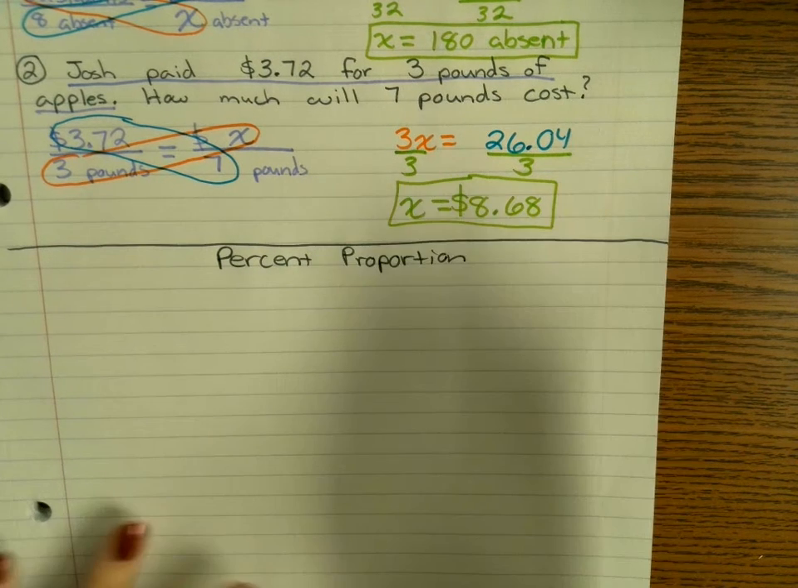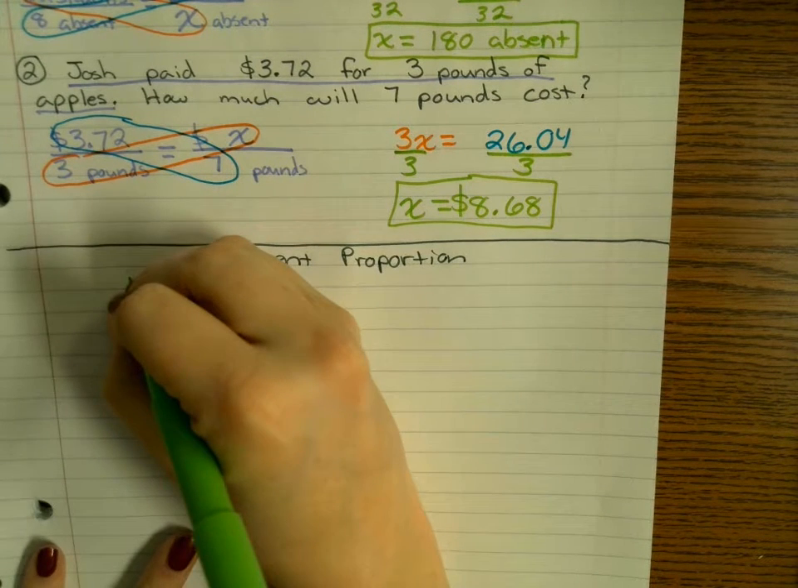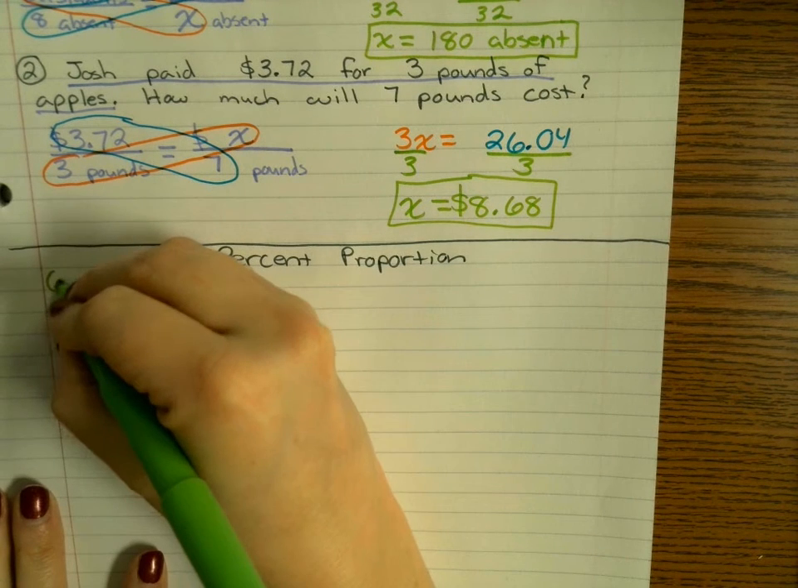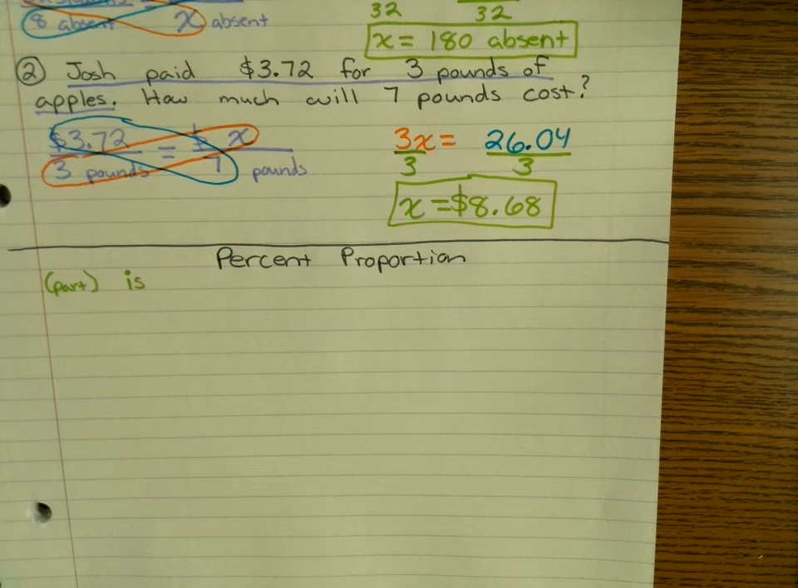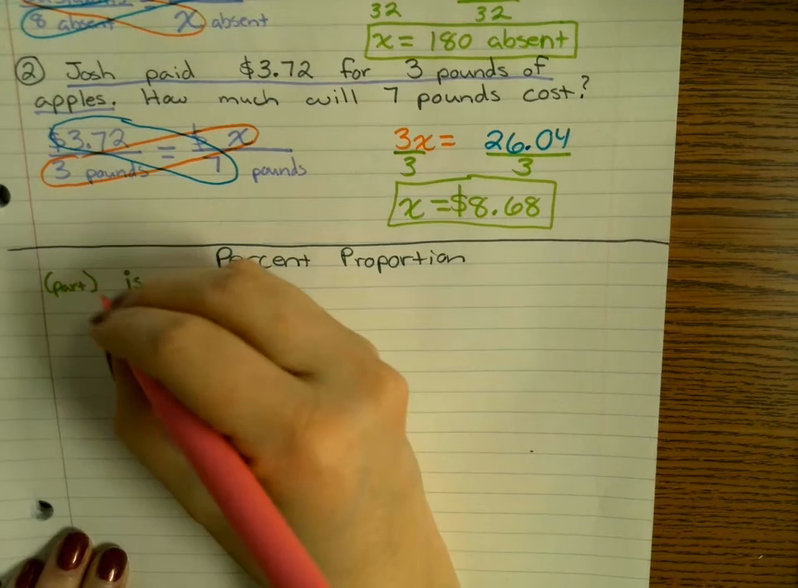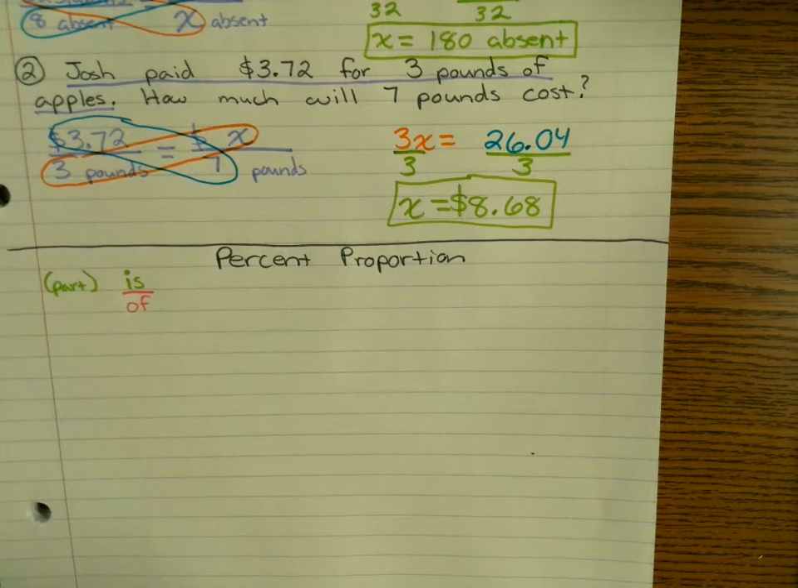So the percent proportion again looks like is over of. I'm going to be using my colors. Is going to be my green value. And again, the term is representing the part in a problem, the small portion. And then of, I'm going to do that in pink. So is over of. The word of typically represents the whole.